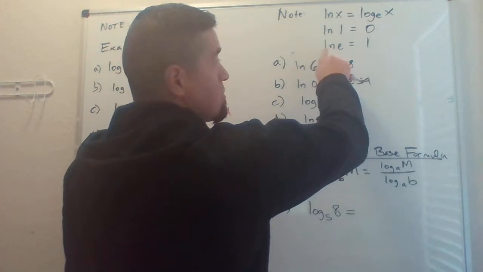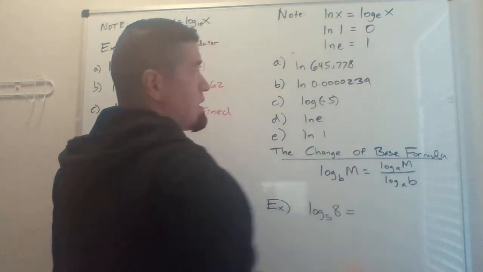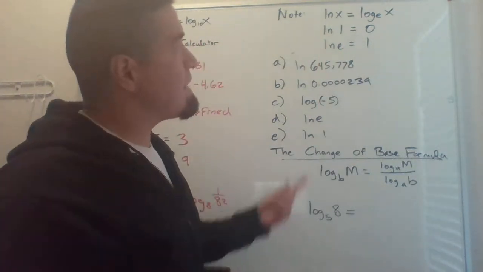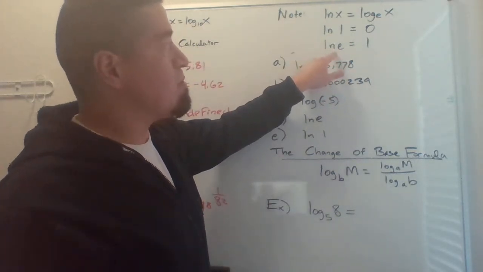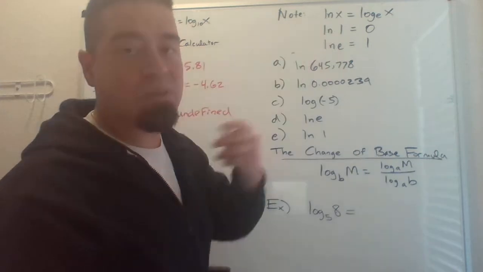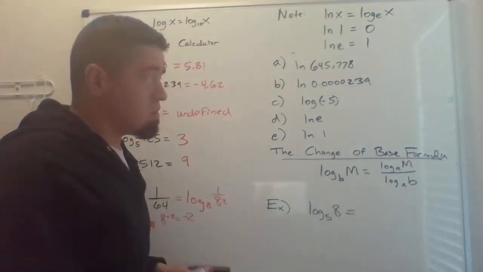And here's another rule. Natural log of e is 1. Which makes sense because if natural log is base e, e to what power will give you e? E to the first power. So that's how those rules make sense.